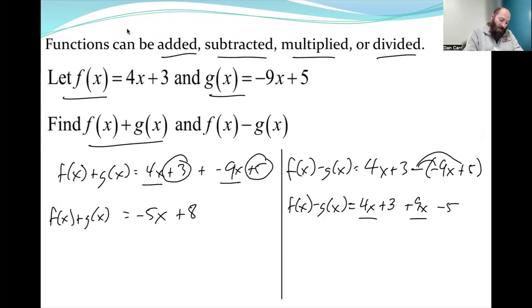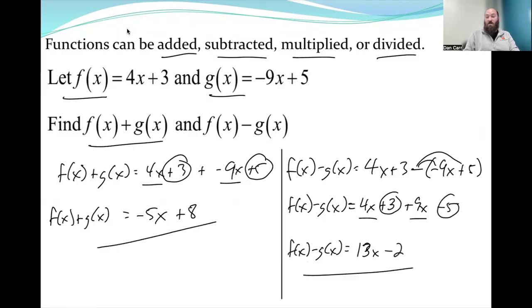Now we just put our like terms together so that f of x minus g of x equals 4x plus 9x is a 13x. And then 3 minus 5 is a negative 2. So you can see the differences when we add or subtract our functions here.